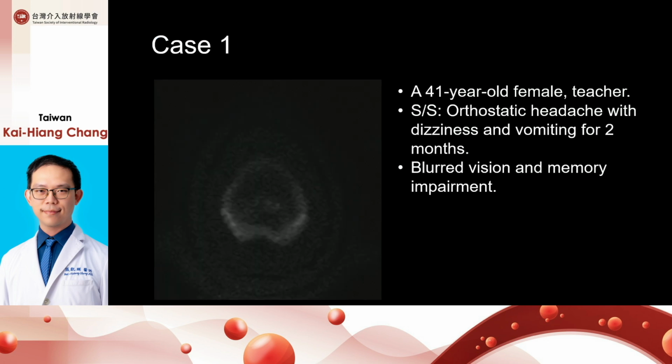This is a 41-year-old female teacher who experienced an orthostatic headache with dizziness and vomiting for the past 2 months. She also complained of blurred vision and memory impairment. In the pre-procedural CT, there is a conspicuous hypodensity in the left thalamus, which is pretty alarming to me because I was afraid the neurologist would mistake an acute ischemic stroke for SIH. So I ordered an MRI.